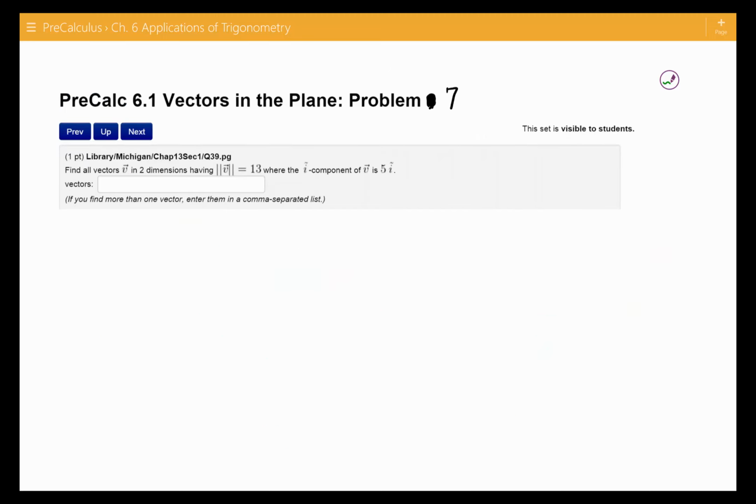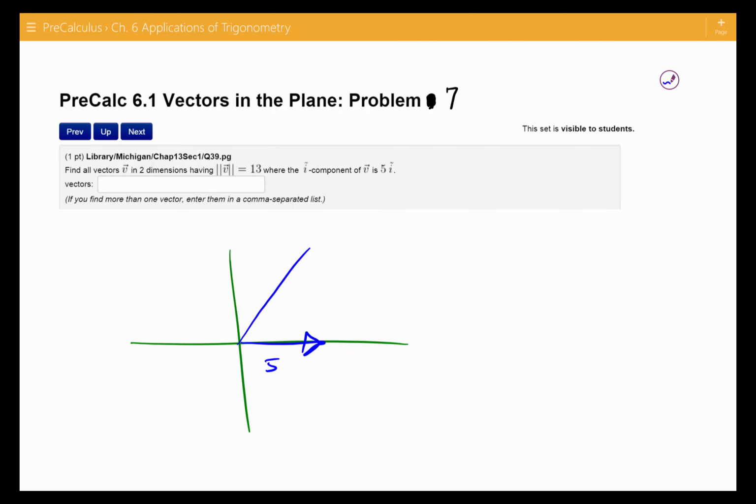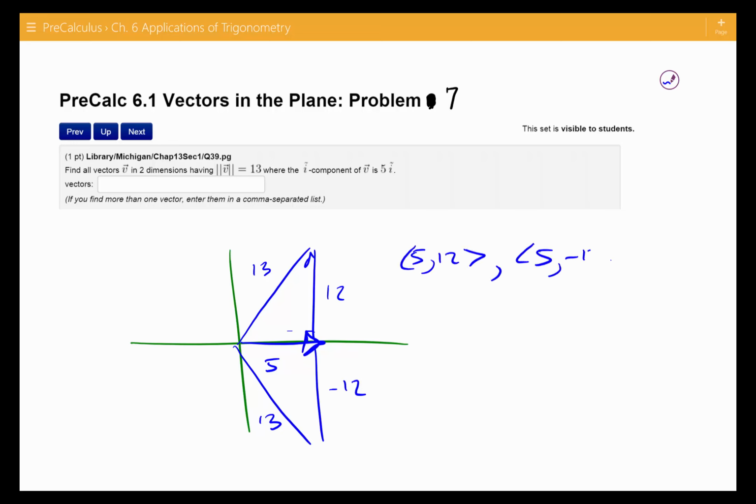All right, the next problem says we have vector v, 2-dimensional, and it's got a magnitude of 13. And it also says it has an x component, or i component, of 5i. So what that means is the vector goes over to the right 5. And somehow it's got a hypotenuse of 13. So it's either this vector here or it's this vector here. Now if we do the Pythagorean theorem on these right triangles, we find that this leg is 12. So this would be negative 12. So our two answers for the vectors are 5, 12, and also 5, negative 12.